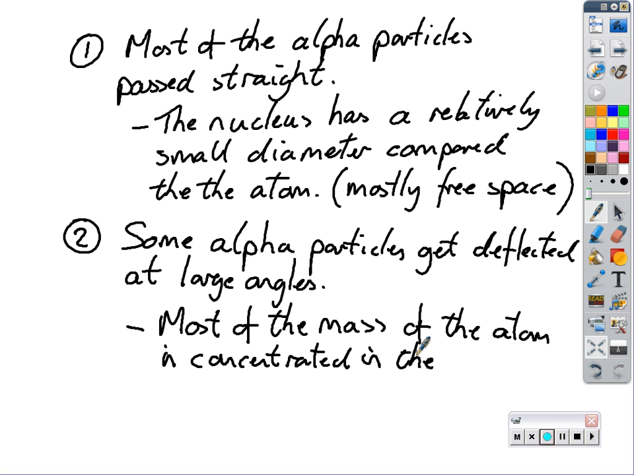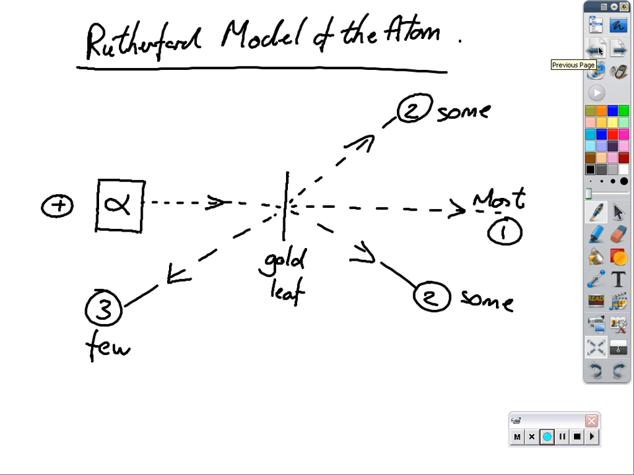One more to do, which is the ones bouncing back. So that explains, number 1 explains number 2. What it doesn't really explain is number 3. Why they get bounced straight back.